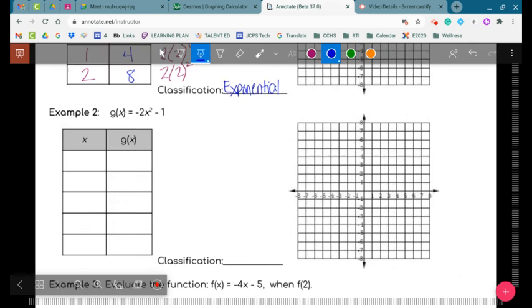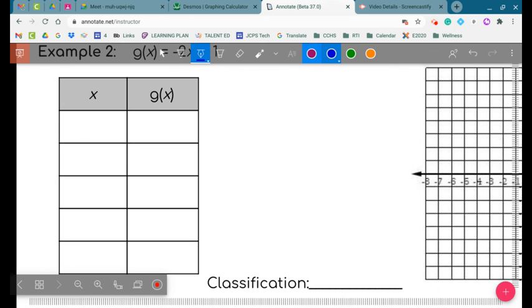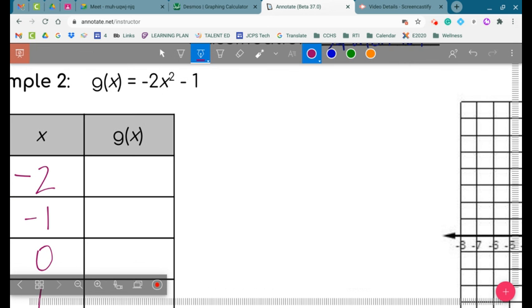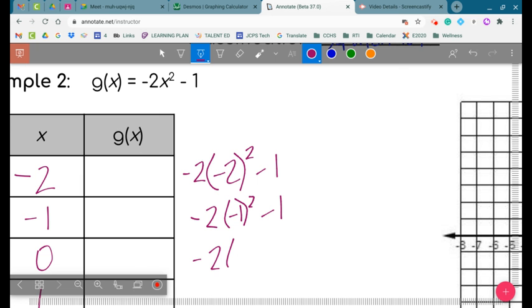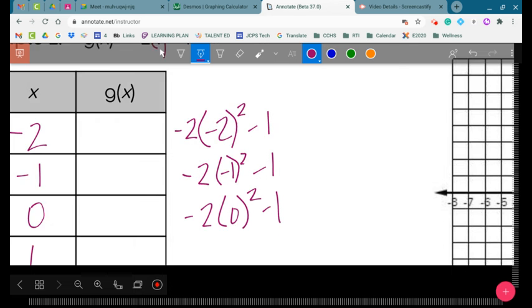Okay, let's go down to the other one. -2, -1, 0, 1, 2. Plug it in. -2 times -2 squared minus 1. -2 times -1 squared minus 1. -2 times 0 squared minus 1. So this x is where I'm plugging in my value.